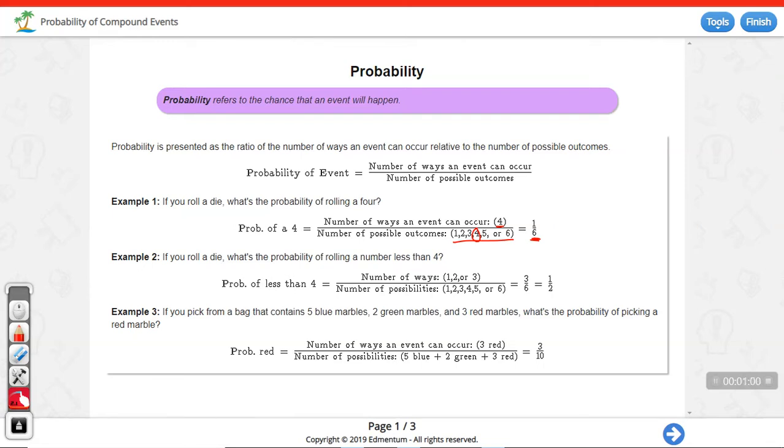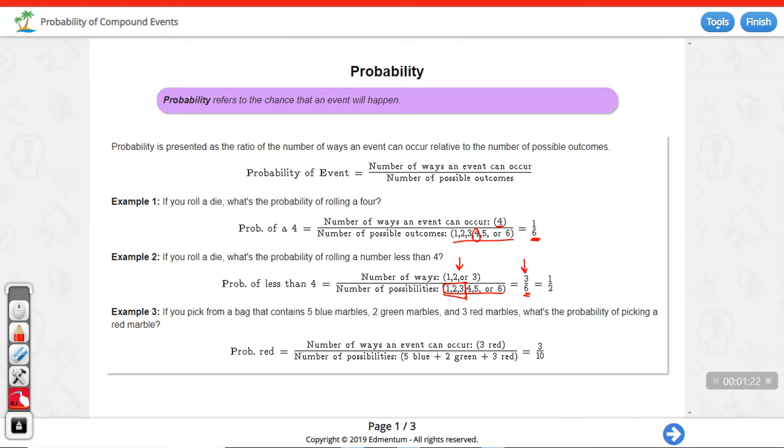Example 2. If you roll a die, what's the probability of rolling a number less than 4? Well, we're still looking at 1 through 6 as our total number of possibilities, but how many of those numbers are less than 4? Well, 4 cuts off right here, and everything less than that is 1, 2, or 3, as it says up top here. That is 3 possibilities out of our 6 total options, and we can reduce our fraction down to 1/2.